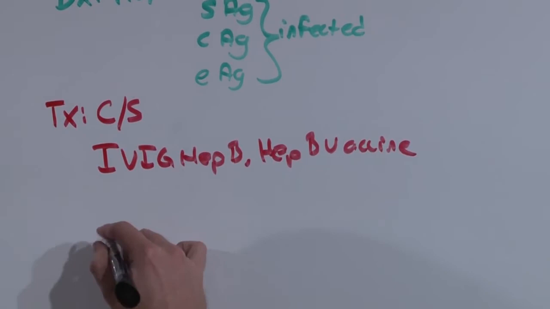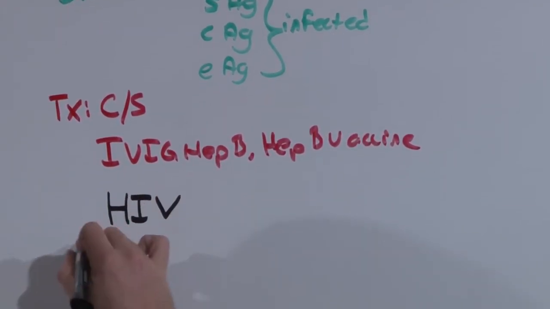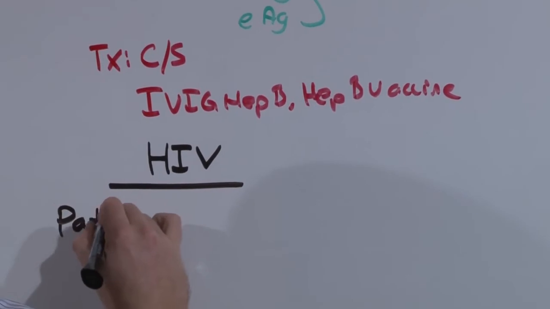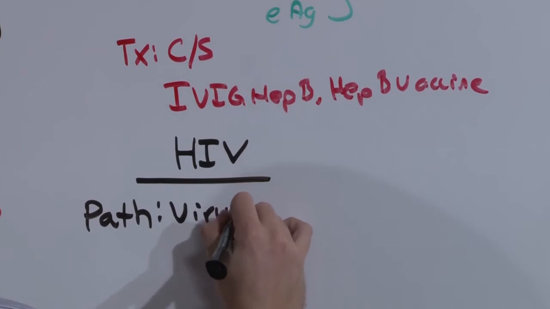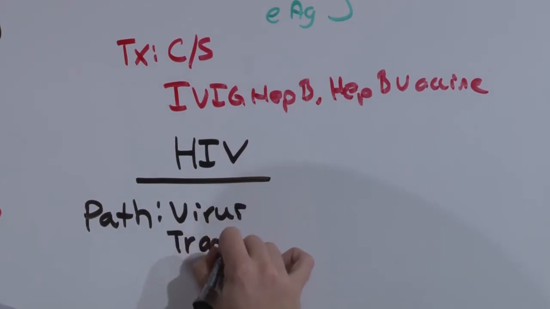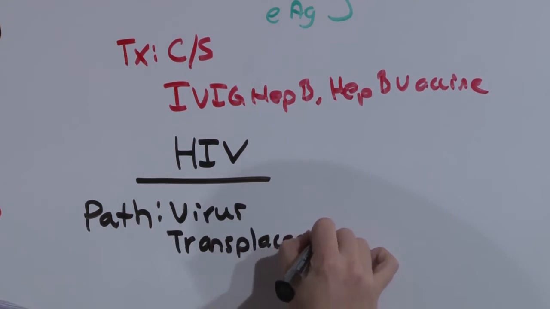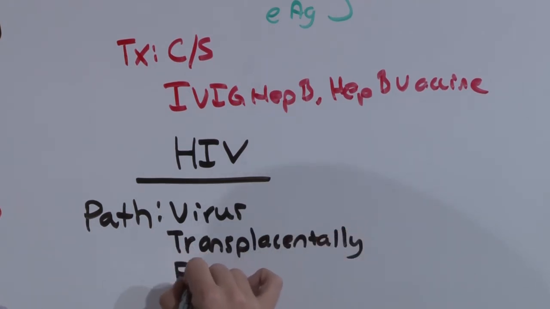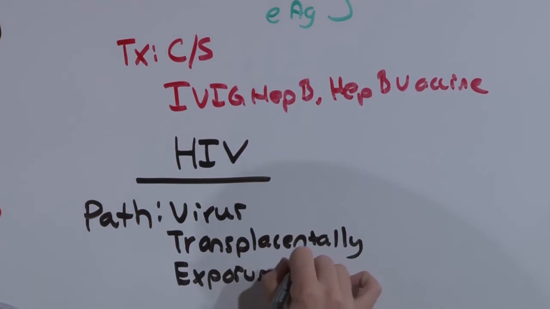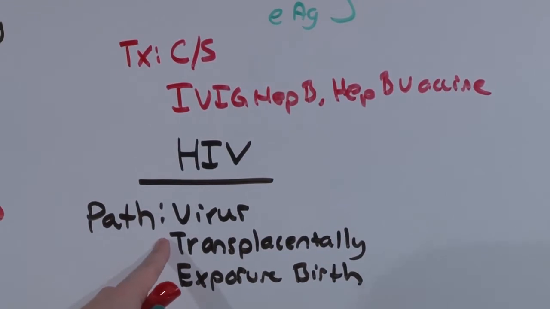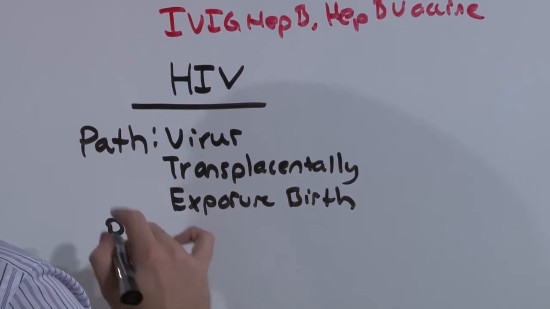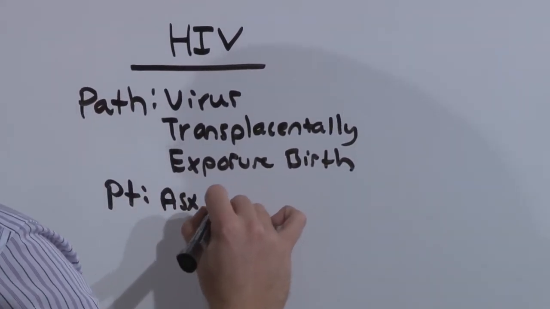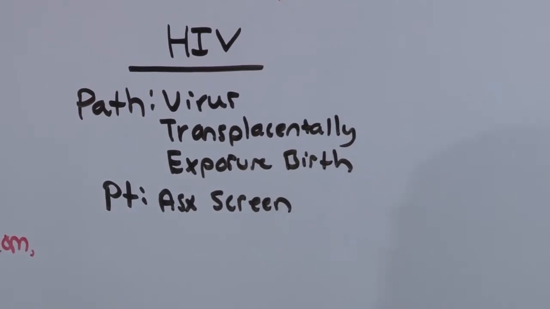Another virus we care a lot about is HIV. Unlike Hep B, HIV is a virus that can cross transplacentally. And there's exposure to blood and mucus during birth. So baby can get infected just by being inside mom or by coming out through mom. So the way you suspect HIV in mom is with an asymptomatic screen. You're going to screen these patients every time they get pregnant.